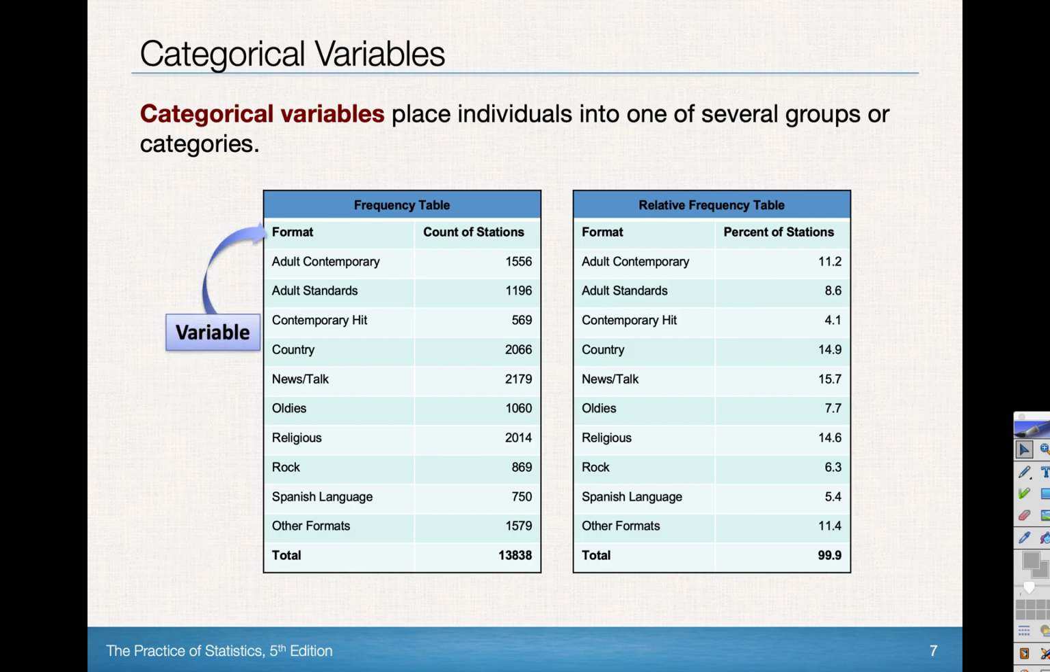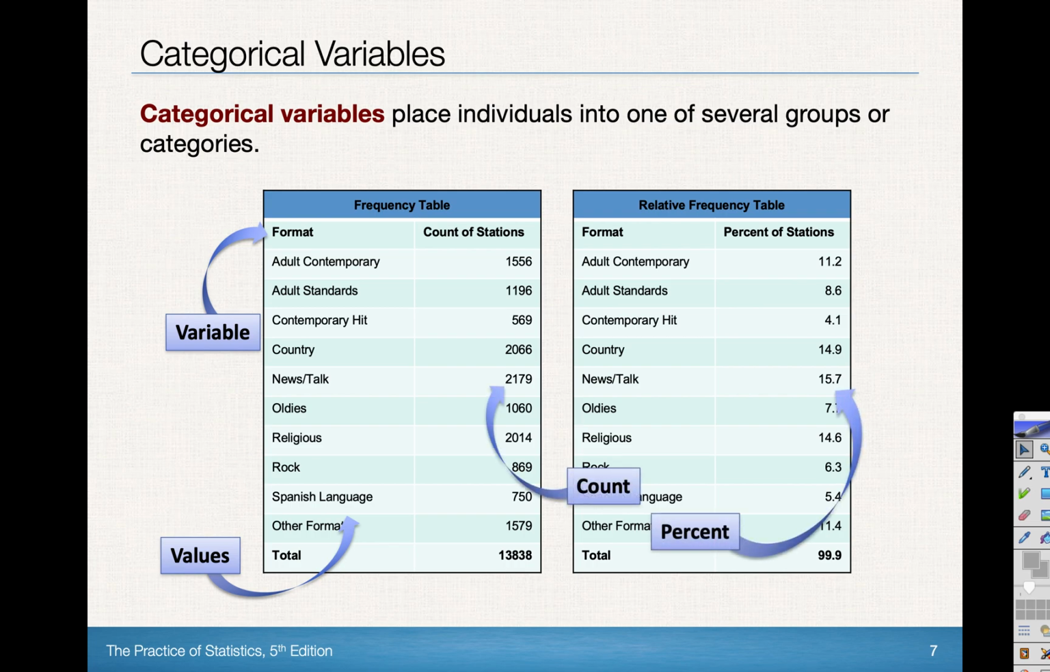So our variable is the type of music or the format of the music. Okay, that's our variable. The values are the actual types of music. So, oldies, religious, rock, Spanish language, those are the actual values. These are the counts. They tell you how many objects, in this case how many stations, are in each different category. And then another way to look at categorical variables is using percentages. So you'll see on the right side, all of the percents.